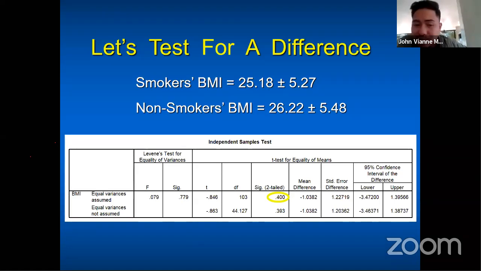And for it to become significant, it has to have a T ratio large enough to have a P value or significance value less than 0.05. So in this case, it's not significant. That means kung hindi significant ang difference, they're almost the same. And makita nato nga ang BMI sa smoker o sa non-smoker, they're just the same.